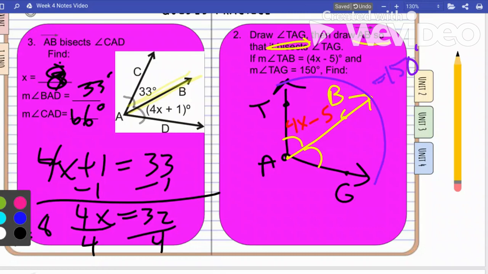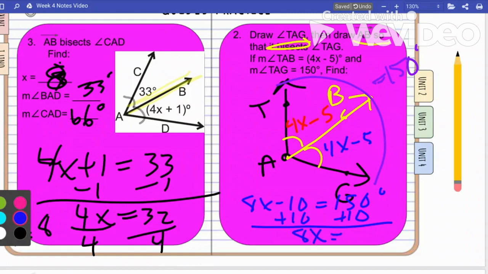Well, we're missing angle BAG, but we know angle BAG and angle TAB have to be the same, so we can write 4x minus 5 here. So I have to double 4x minus 5. I get 8x minus 10. And I'm going to set that equal to 150 degrees. Add 10 to both sides. We get 8x equals 160. Divide by 8. We get x equals 20. Plug it back in. 4 times 20 is 80 minus 5 is 75 degrees. So this angle is 75 degrees. Well, that means this angle is also 75. And what's 75 degrees plus 75 degrees? 150.